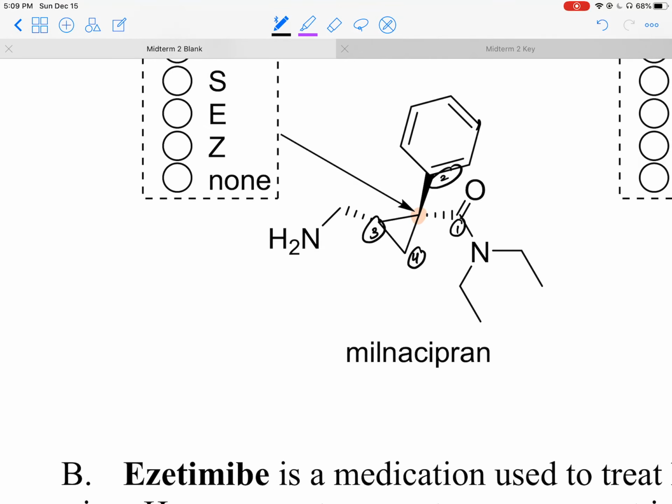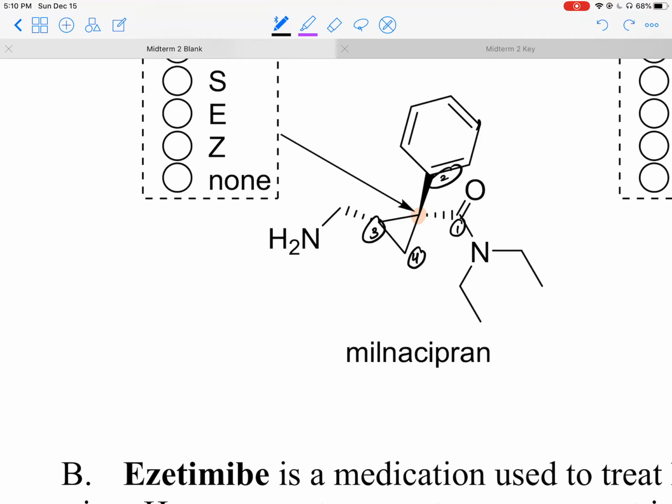But in this case, the 4th priority is on an in-plane line, and a lot of people are tempted to just switch it, like they do the same thing that they would do if the 4th priority was wedged, and that's not always the case. You can't just say it's going to be the opposite of what it would be if the 4th priority was in the back. You actually have to figure it out, either rotate the molecule so that the 4th priority is in the front or in the back.